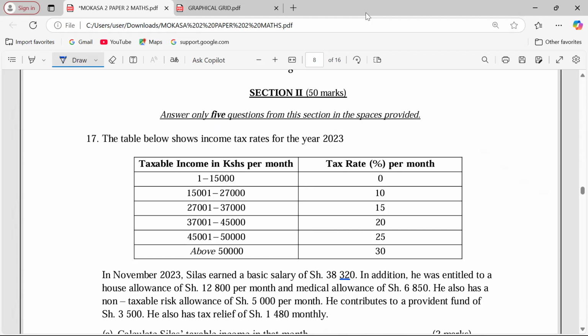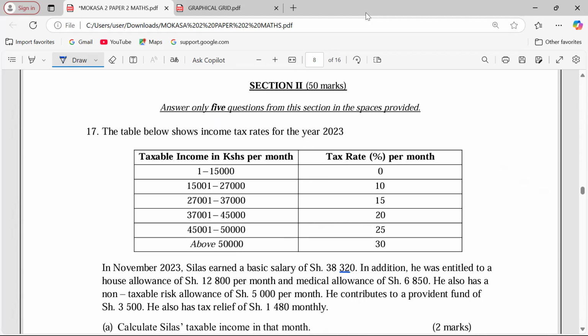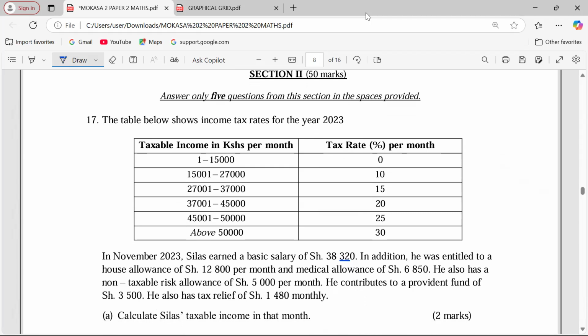Looking at number 17 now, the table below shows income tax rates for the year 2023. So we have the taxable income in Kenya shillings per month, and we're also having the other column for tax rates per month in percentages.